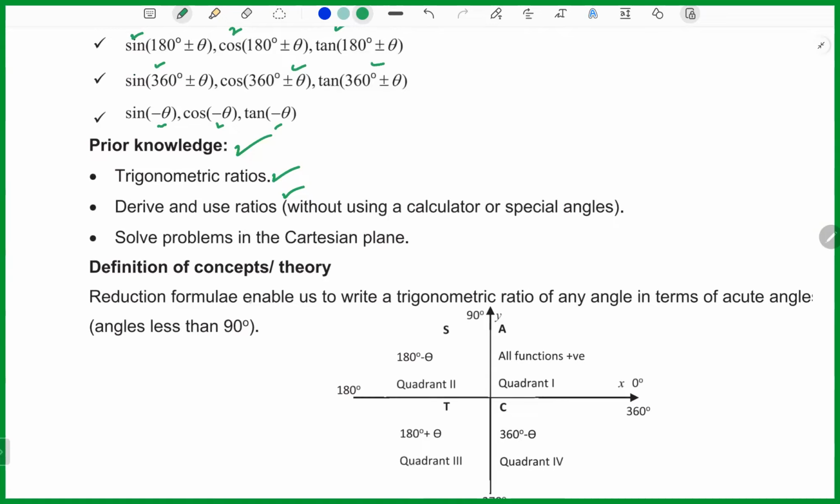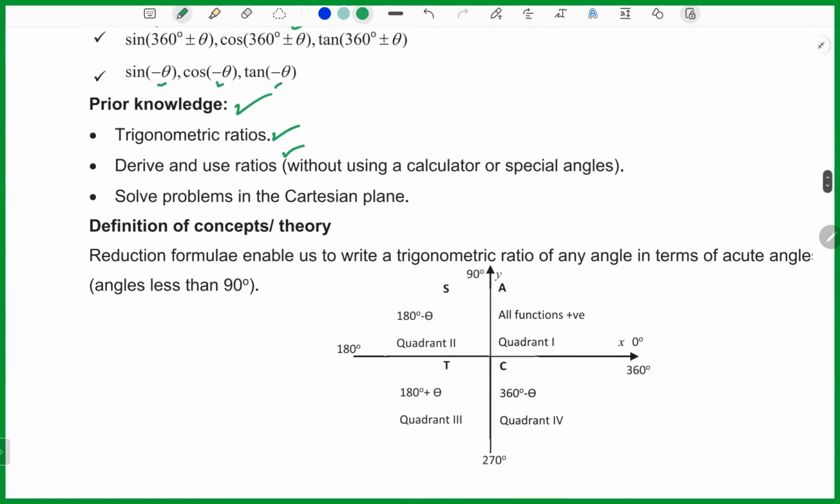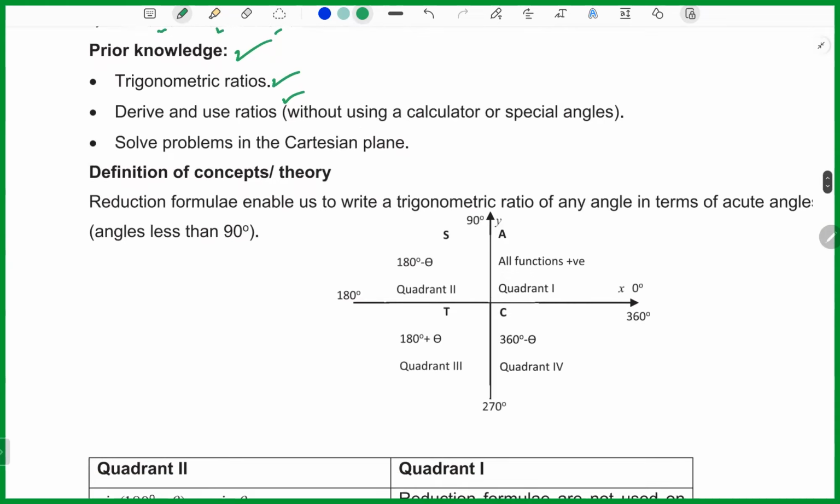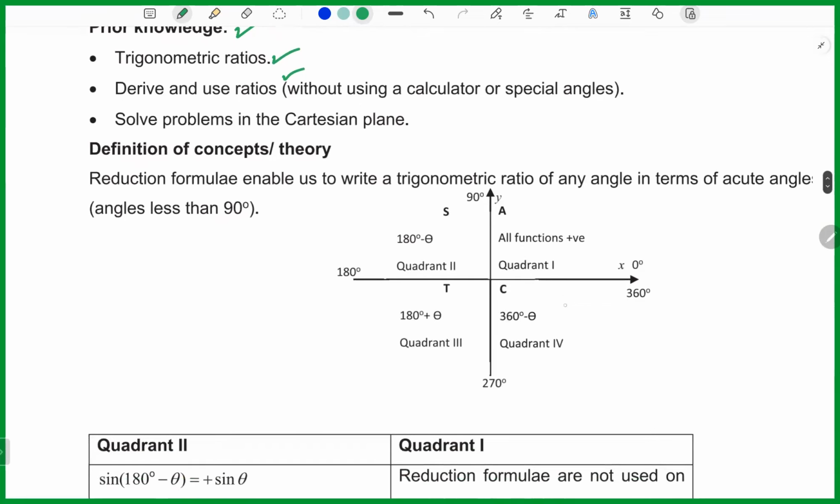Definition of concepts in theory. We have the reduction formulae. Okay, and now our friend here we call the CAST diagram: quadrant 1, quadrant 2, quadrant 3, quadrant 4.